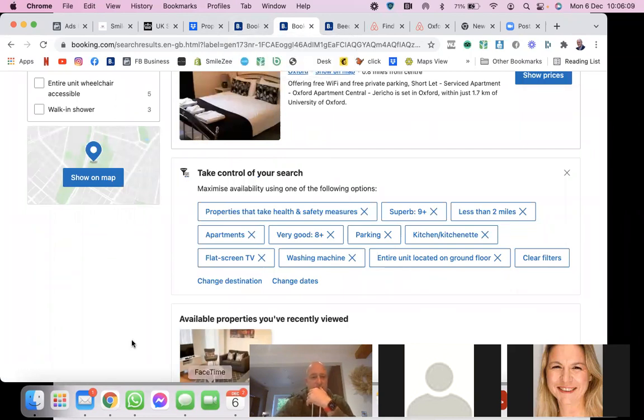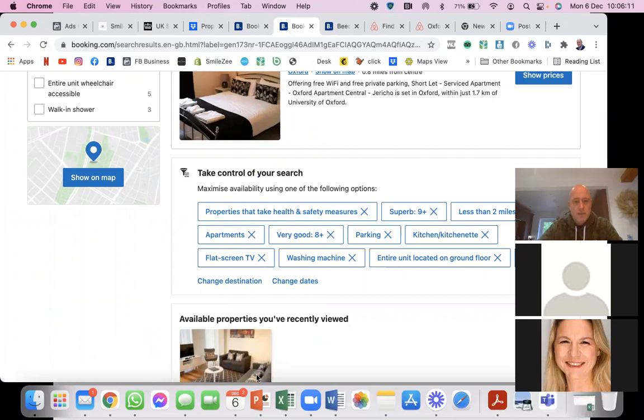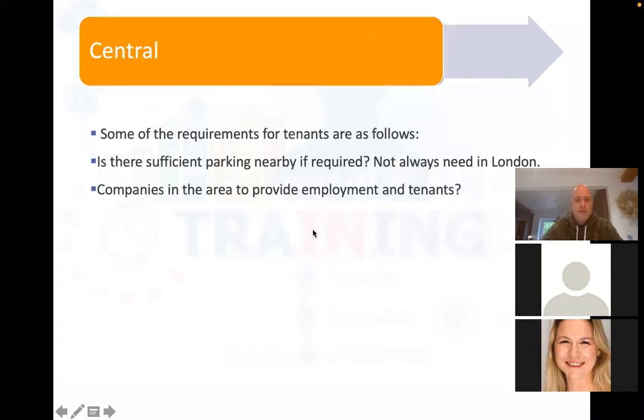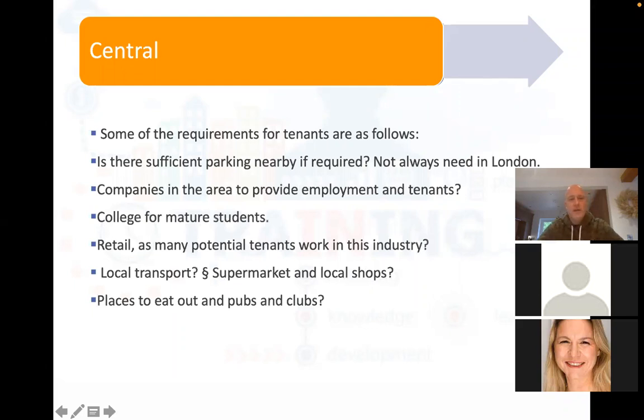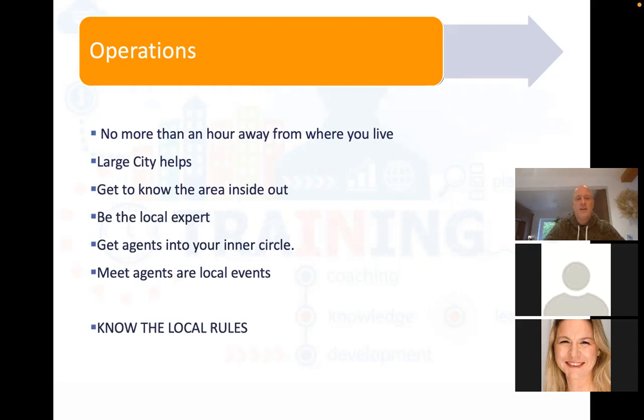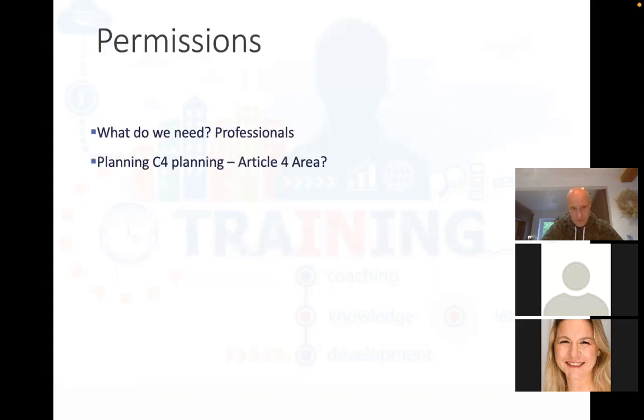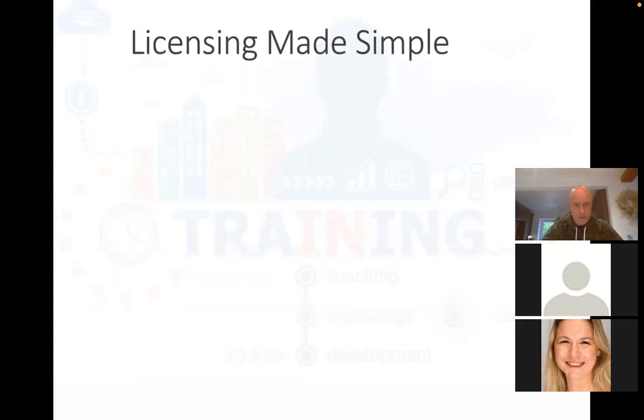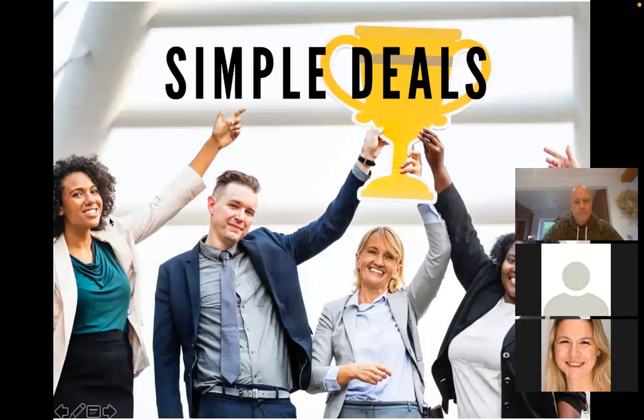Right, so let's go back to central, companies in the area. This is more the HMO one, but operations, you don't want any more than half, you understand all of this, right? Large city helps get to know the area, be the local expert, know the local rules, as in, what can you do, can't you do, 90-day rule, that type of stuff in London and what have you. So permissions, obviously you understand all your permissions, licensing, and so on. Okay. So we'll finish that for now.